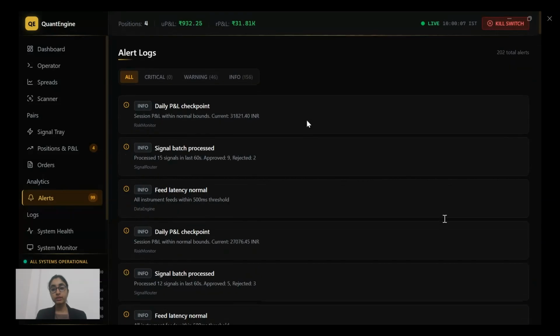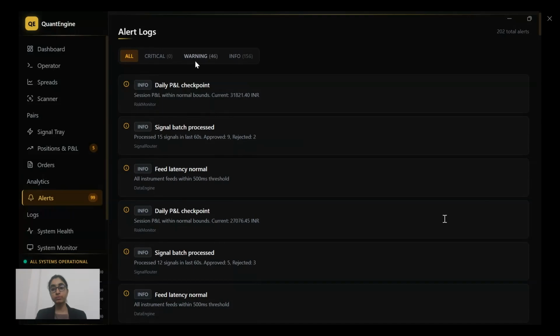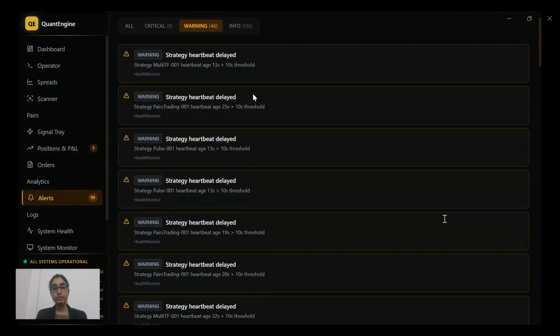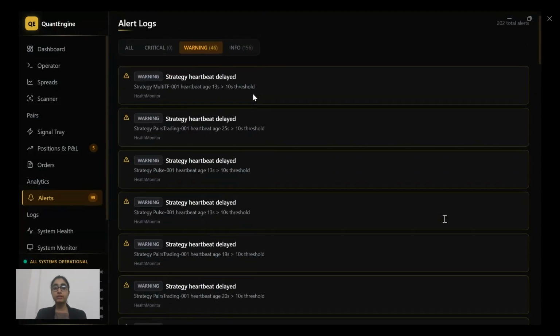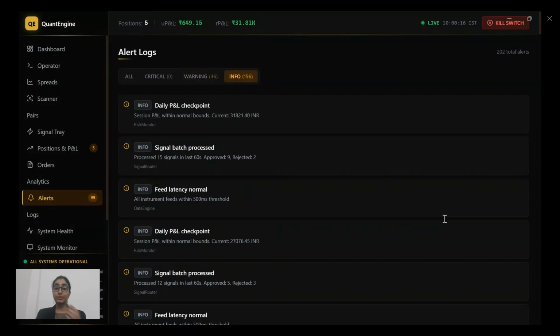Now, coming to the alerts tab, this is something very important because you cannot watch every screen every minute. Alerts call you when something matters, a position breach or a strategy stop or a risk limit is hit. These alerts will notify you so that you can trade safely.